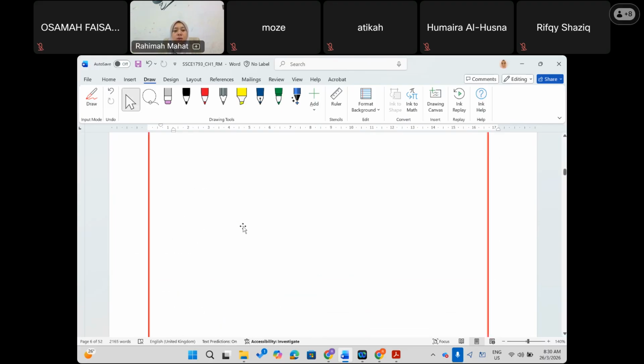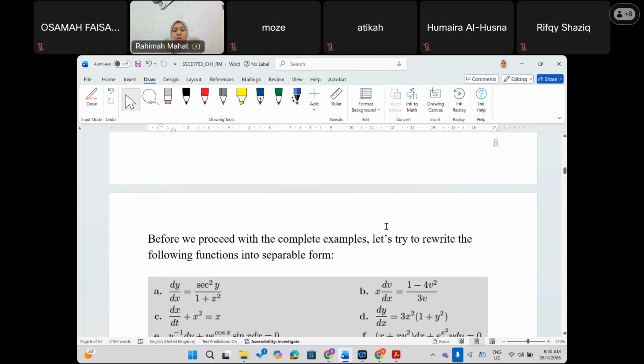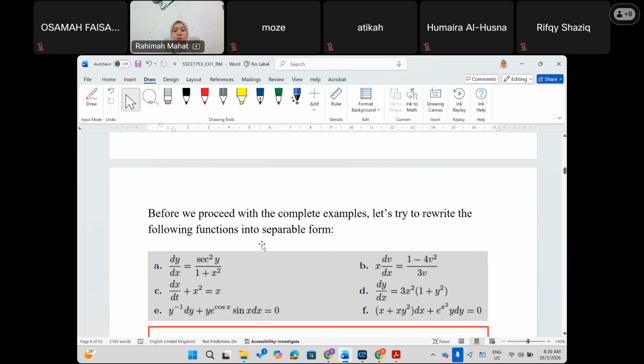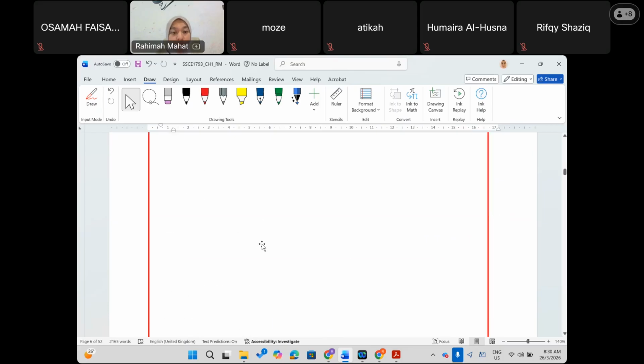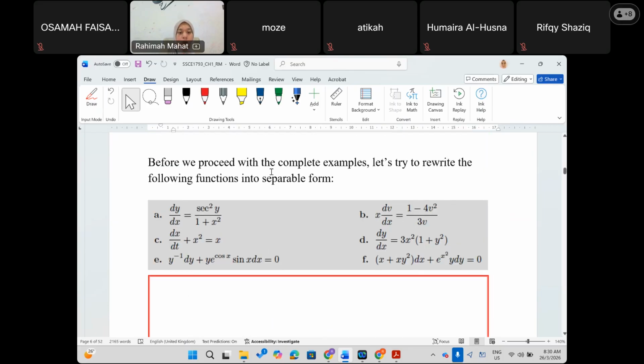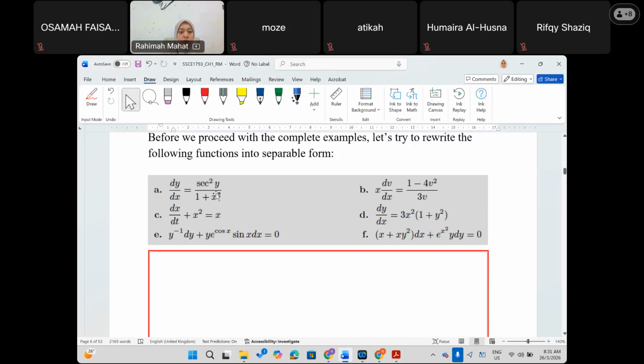For this one, you can try to do the separation. This is the example: how do you rewrite the following function into separable form? From here, you can see that you have dy over dx. So you can separate it, you move this here, and this one you move to the other side.